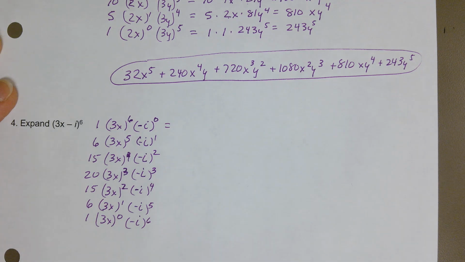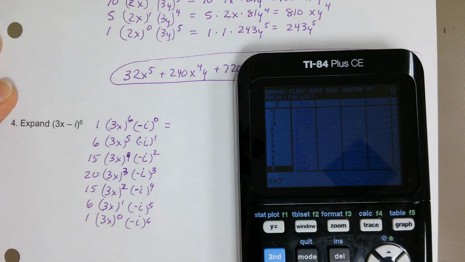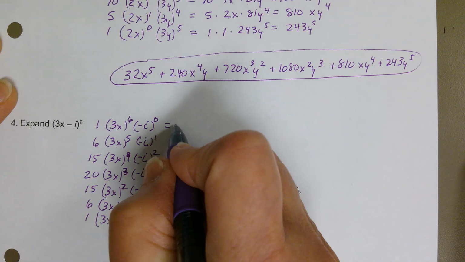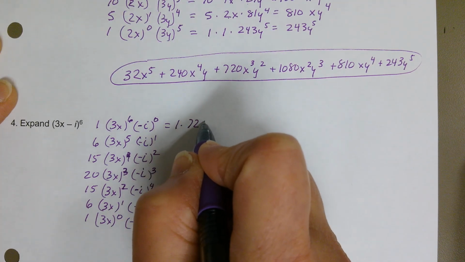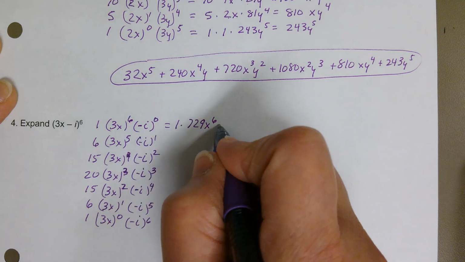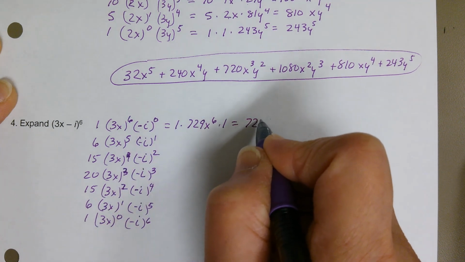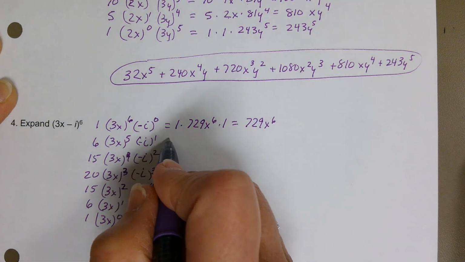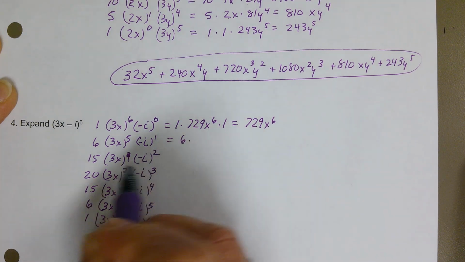Alright, here we go. 3x to the 6th. Still have that here. That's 729. So this is 1 times 729, x to the 6th, and negative I to the 0 is 1. So 729, x to the 6th.